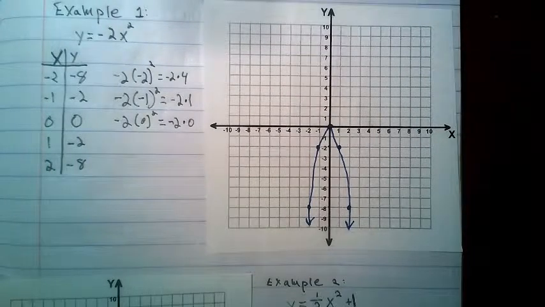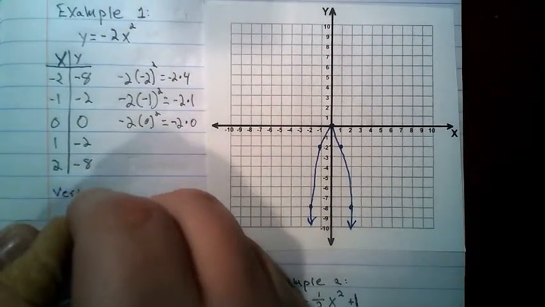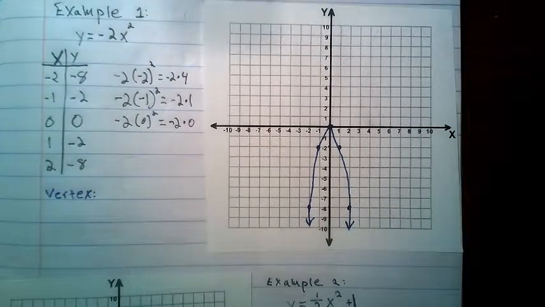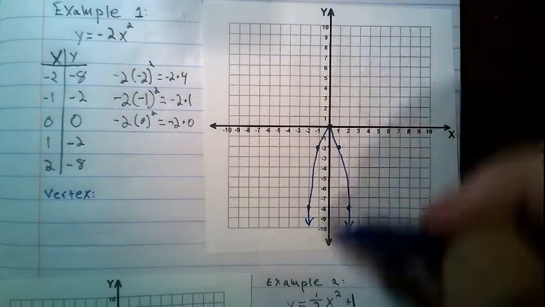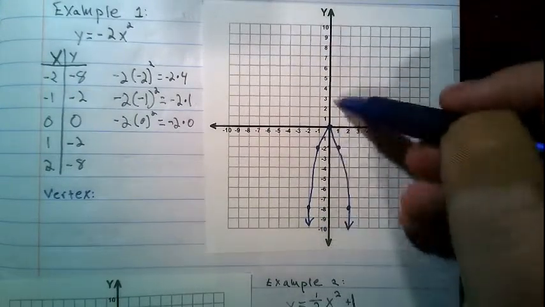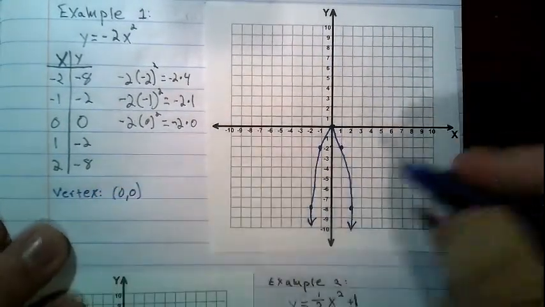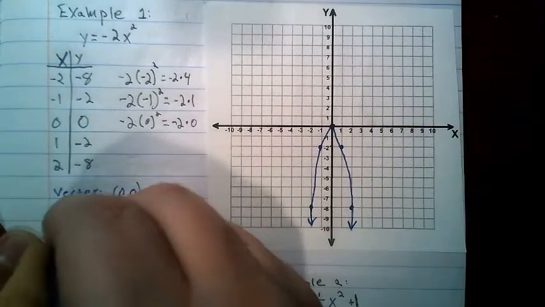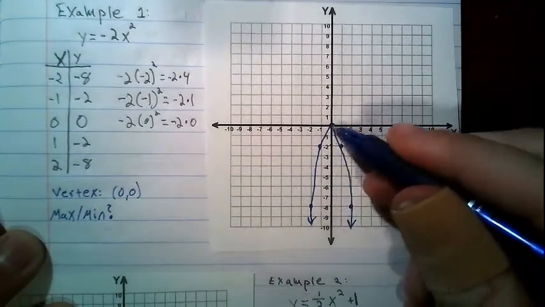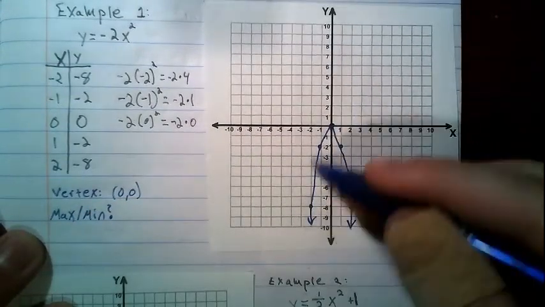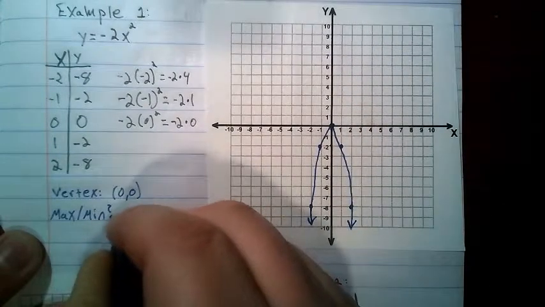So now let's talk about this line. What is the vertex? Well, the axis of symmetry is here. The vertex is going to be the highest or lowest point that's on there, and it's going to be 0, 0. Now, is it a maximum or a minimum? Well, it is actually a maximum in this case, right? It's the highest point that's on there because this is flipped down. So in this case, it is a max.